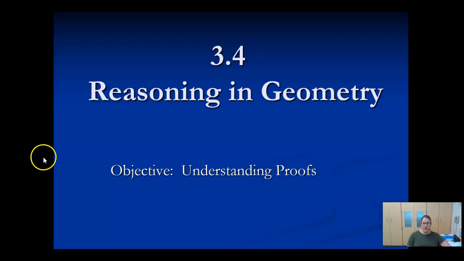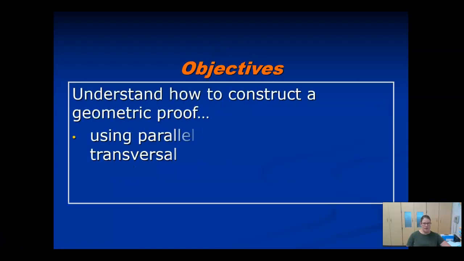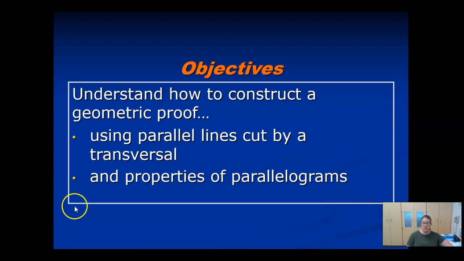Alright guys, so this section 3.4 is on reasoning in geometry. Our goal here, or our objective, is to understand mathematical proofs. We're going to be learning to construct a proof. So we'll be using theorems of parallel lines cut by a transversal, as well as properties of parallelograms a little bit.